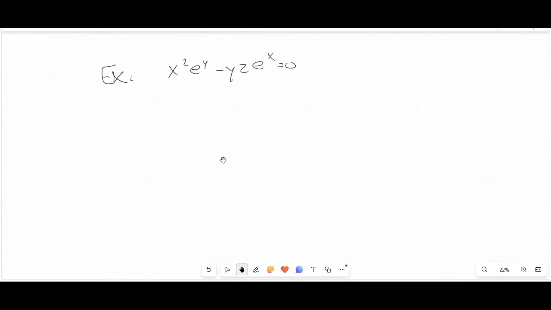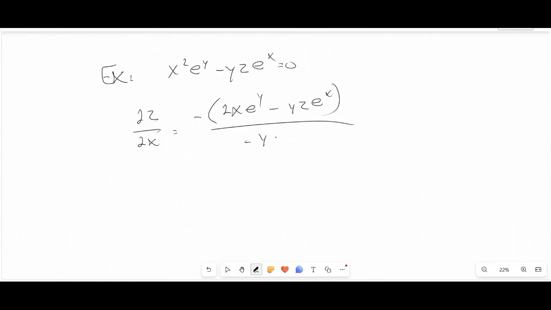So if we want to, we can find partial z partial x by just taking, I'll differentiate the whole expression up there with respect to x with a negative sign on it. 2x e to the y minus yz e to the x, over the derivative of this whole expression with respect to z, which is just minus y e to the x. That simplifies, but I'm going to omit that for the moment.